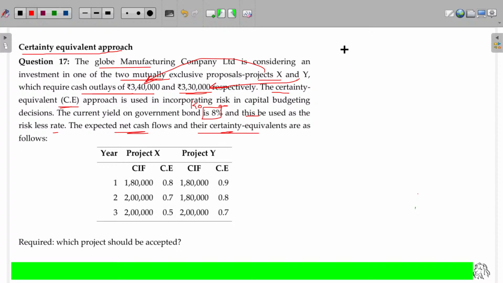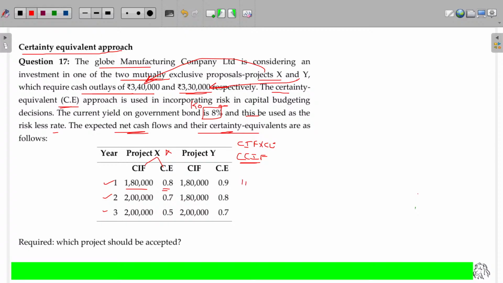So here we'll start with Project X. For Project X, what about the cash inflow? Cash inflow for year 1, year 2, year 3 is given. Year 1, 180. How much is guaranteed, sir? Sir, 0.8 is guaranteed, sir. I will consider only the certainty value or certain cash inflow, which is nothing but cash inflow multiplied with certainty equivalent. So 1,80,000 into 0.8, what is the value?